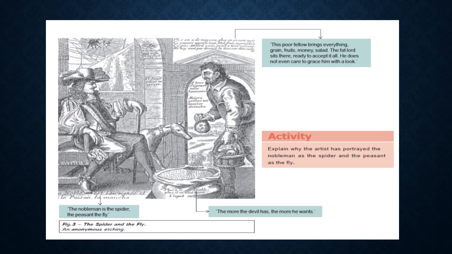Also, in another dialogue box, the landlord or the nobleman is compared with the devil, a devil who is not satisfied with anything. However much he gets, that much the devil, the landlord, is greedy. Okay, let's go to our topic.